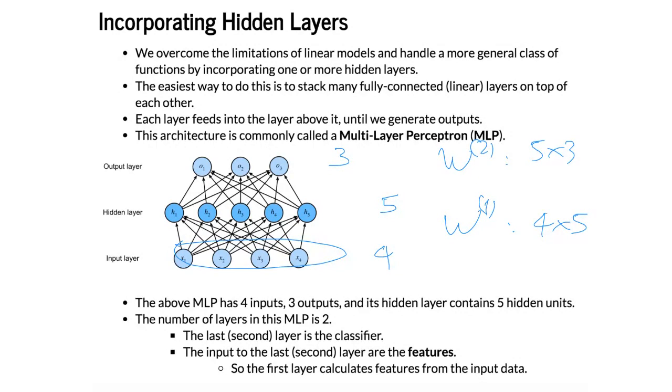You see here that this is my first layer. It uses weights W1, and from 4 inputs I go to 5 outputs. The output of the first layer serves as input to the second layer, which uses a different weight matrix. So this is an example of a 2-layer MLP.